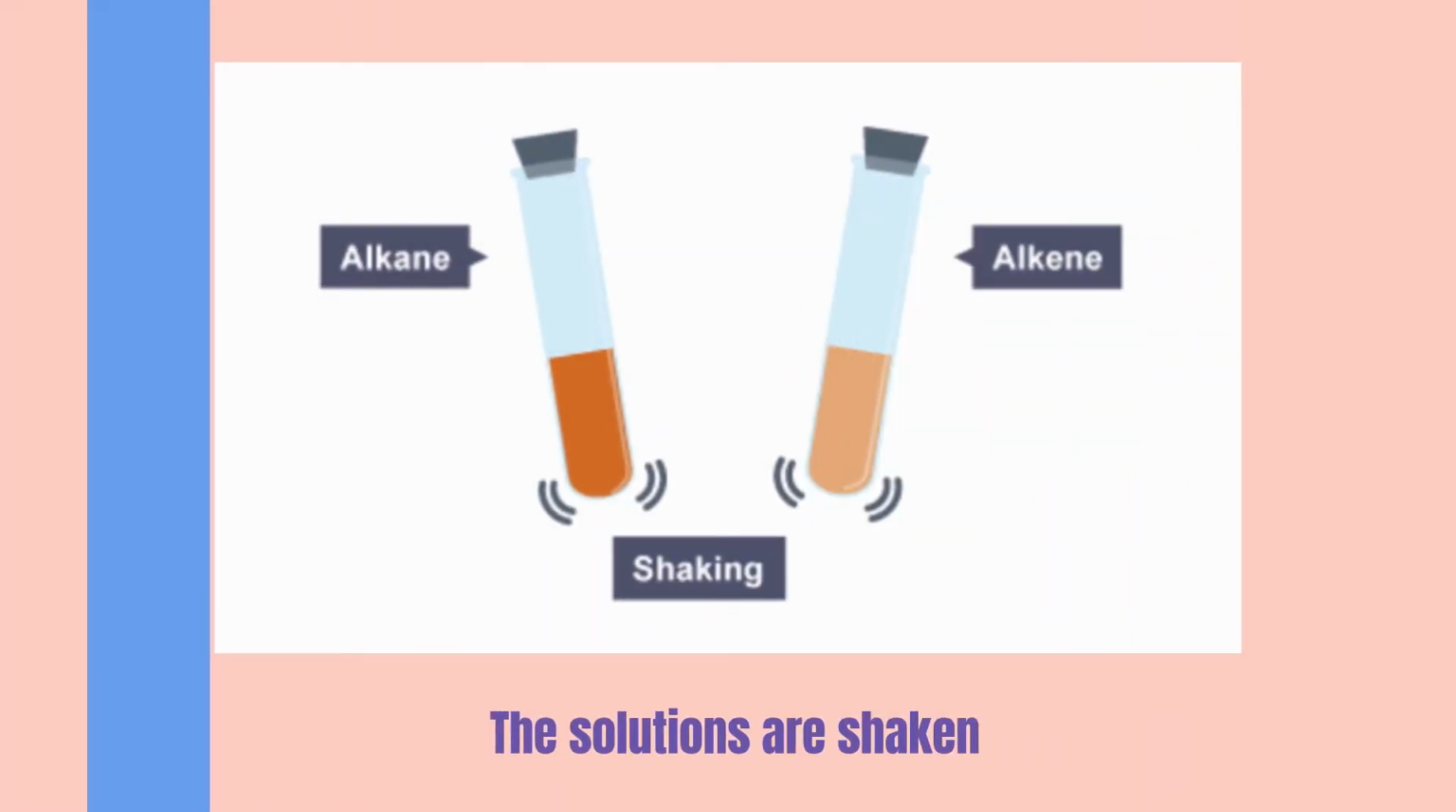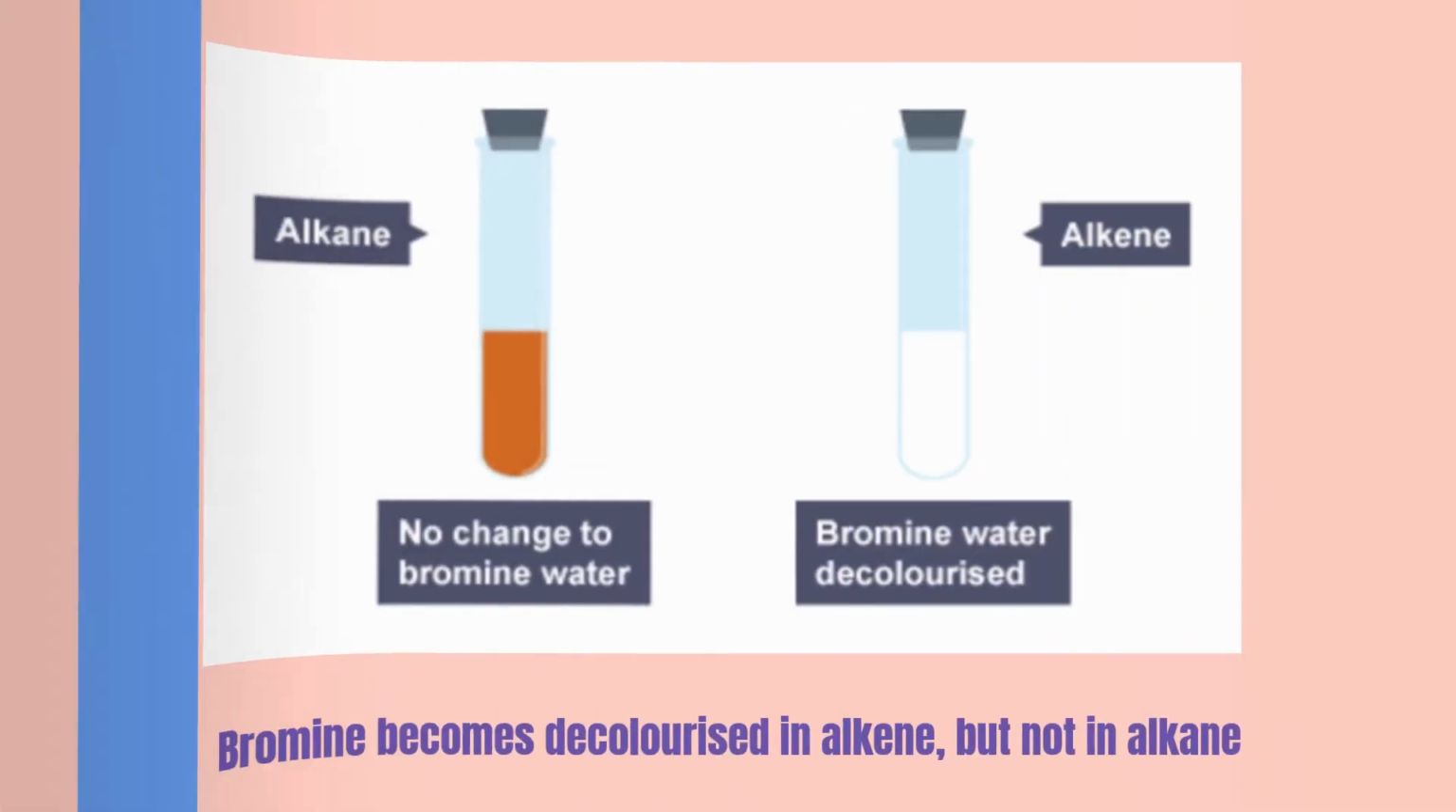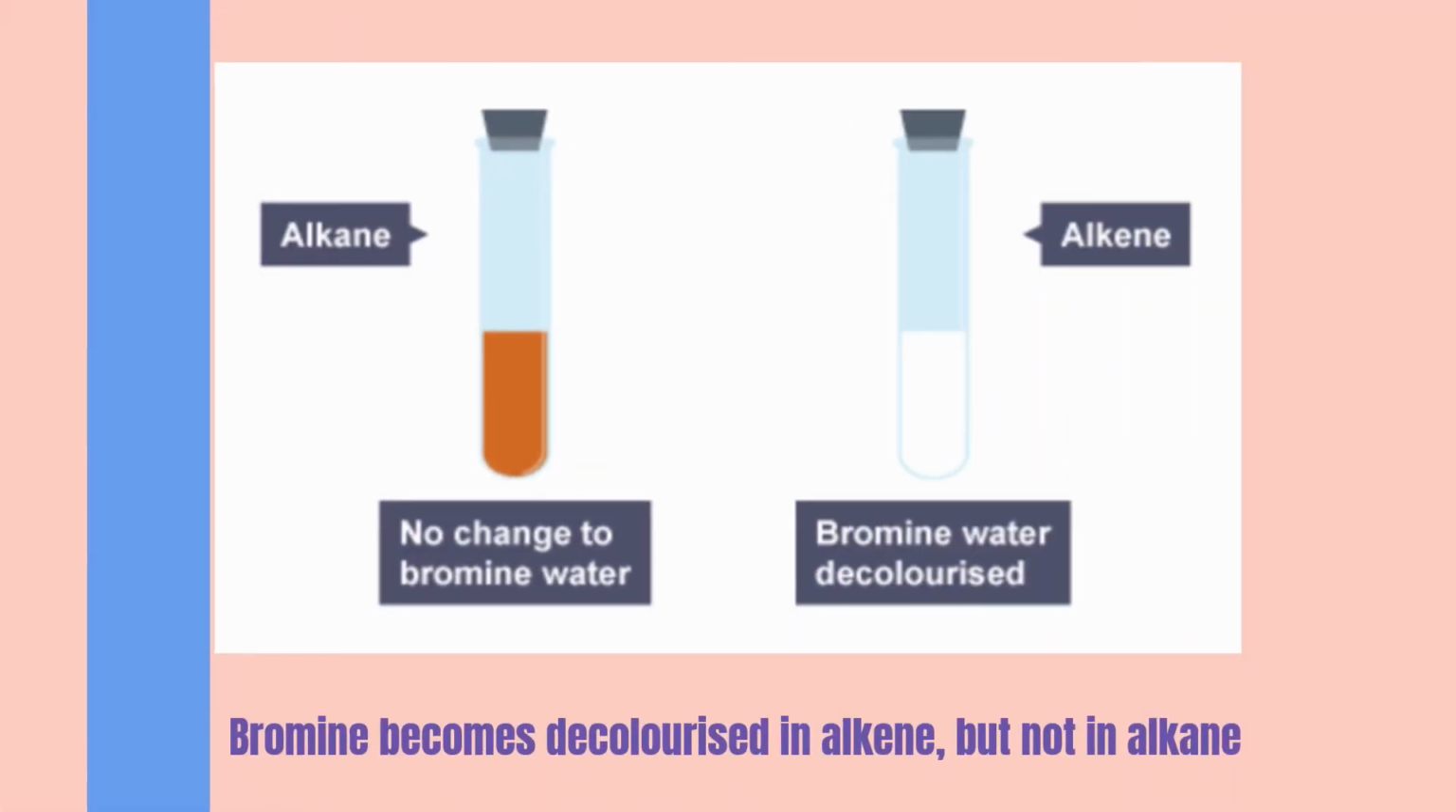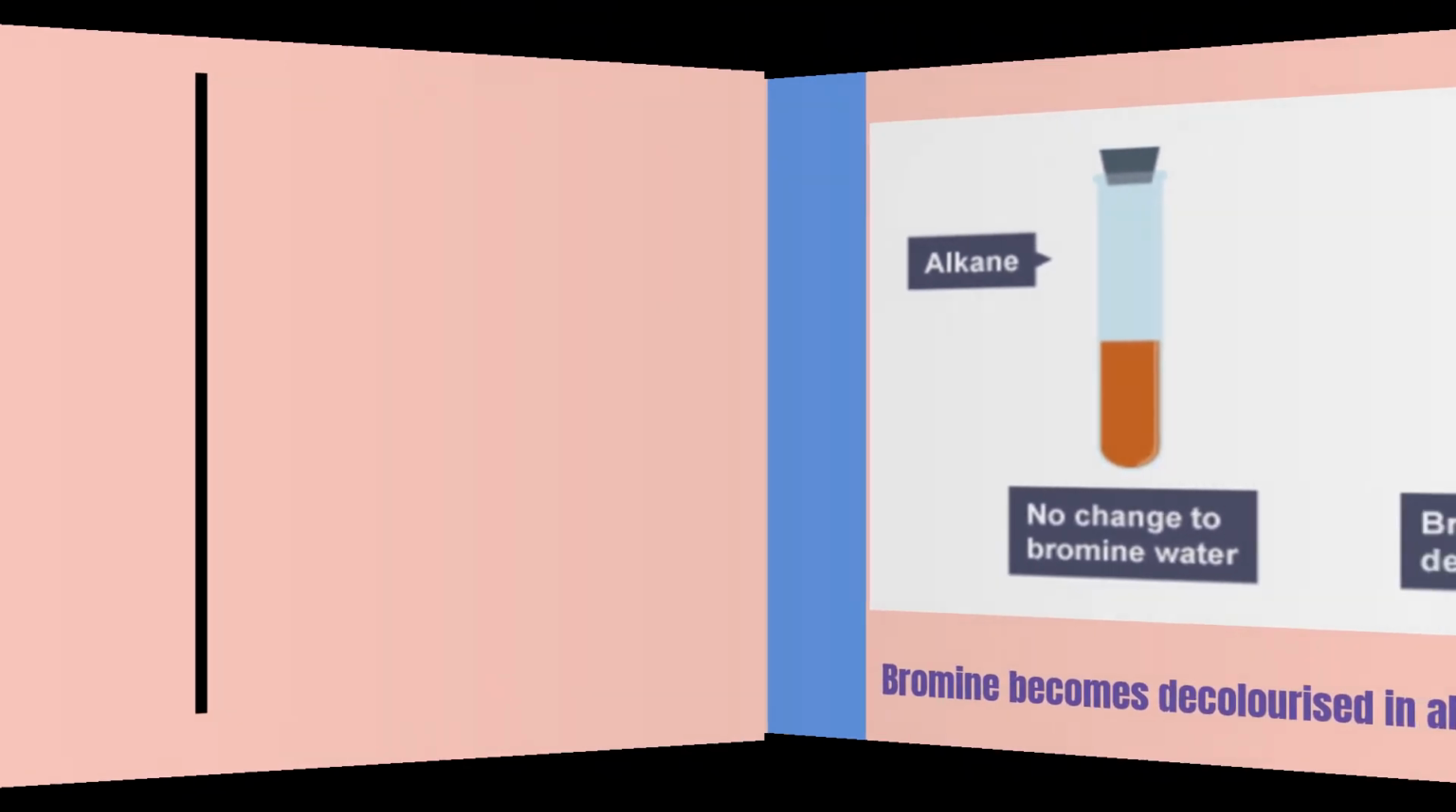Notice the color changing on the illustration for alkenes. See it getting decolorized? The bromine will eventually react with the alkene solution, but not with the alkane solution. This causes bromine to be decolorized in alkene solution, but not in alkane. But how is this possible?